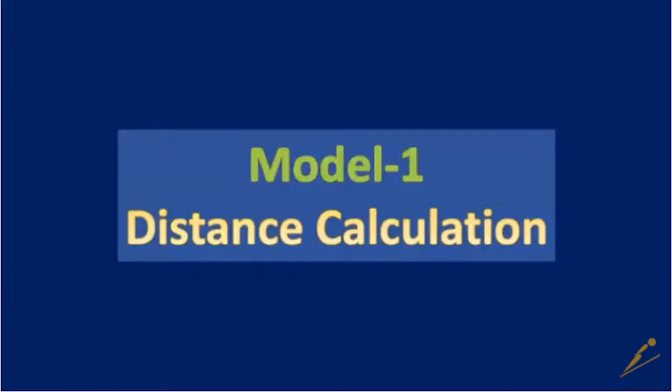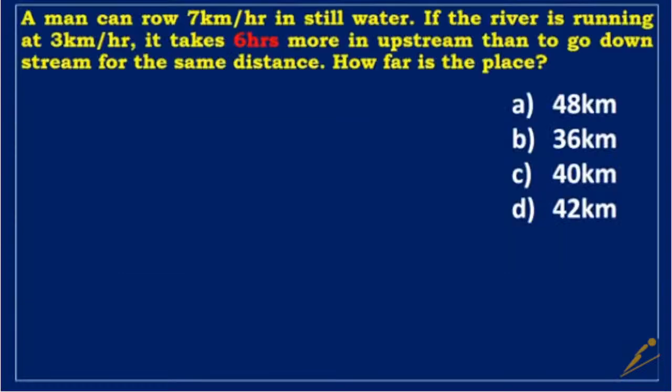Model 1. Distance calculation. Example 1. A man can row 7 km per hour in still water. If the river is running at 3 km per hour, it takes 6 hours more upstream than to go downstream for the same distance. How far is the place?